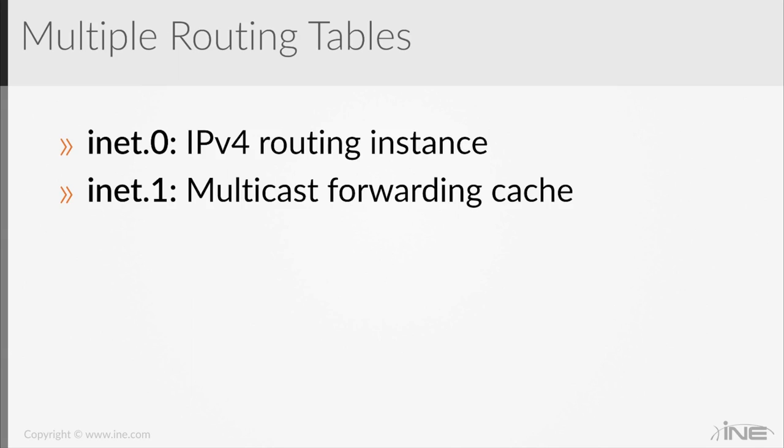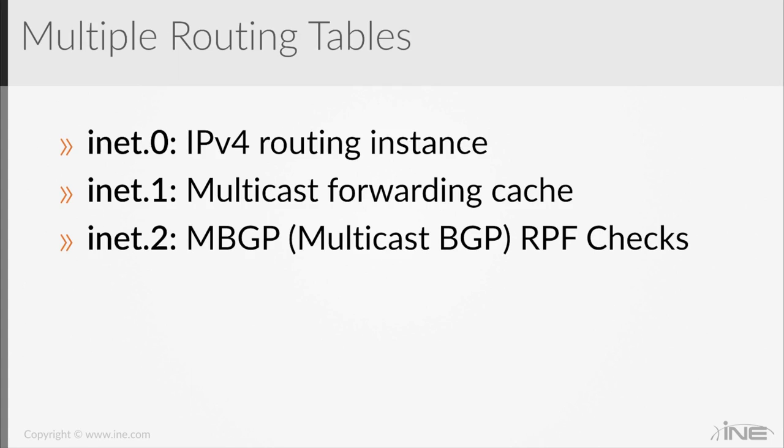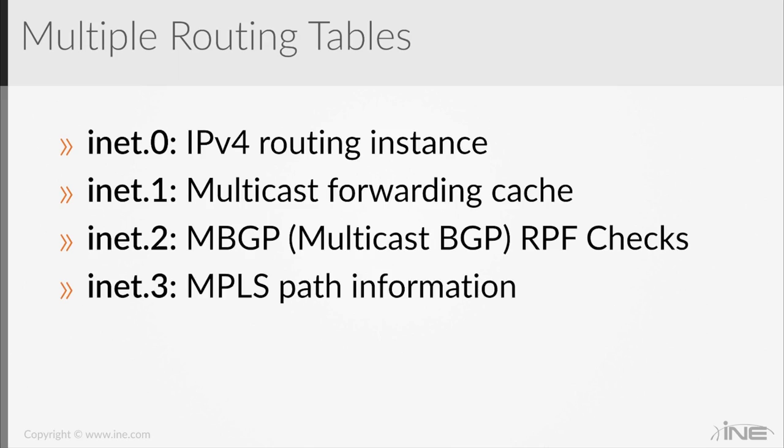Now, before we continue, we're not going to go through each of these in depth in labs because it's not part of the curricula. However, you do need to learn them as part of the curricula. You need to learn what each table does. So, just the table and what it does. inet.2 deals with MBGP or multicast BGP RPF checks. That's what inet.2 is for. inet.3 is populated with MPLS path information. So that's for running the MPLS protocol.